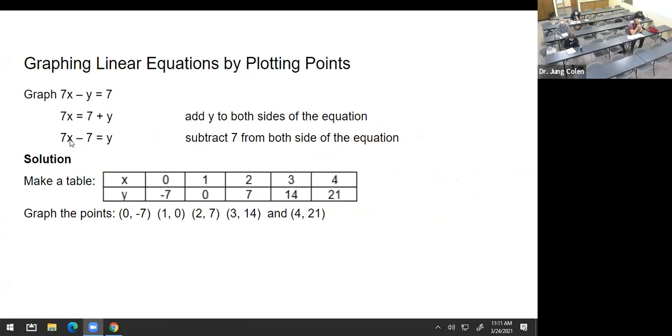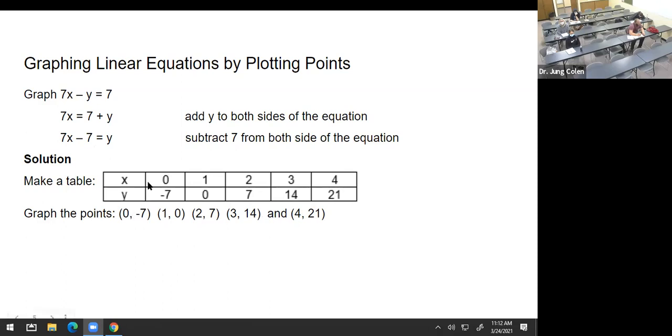If x is 1, you can plug it in. 7 times 1 is 7. 7 minus 7 is 0. So the same thing. 7 times 2, 14 minus 7, 7. If x is 3, 7 times 3, 21 minus 7, 14. If x is 4, 7 times 4 is 28 minus 7, the y is 21, and so on and so on. So you just need at least 3 values, but I did more than that, right?